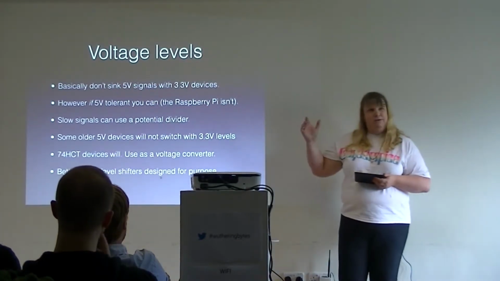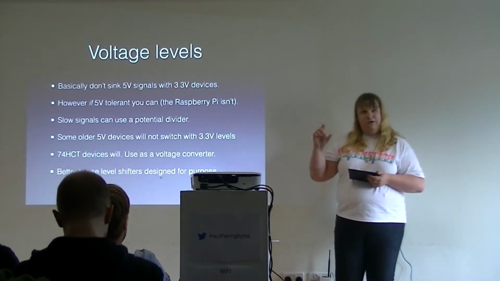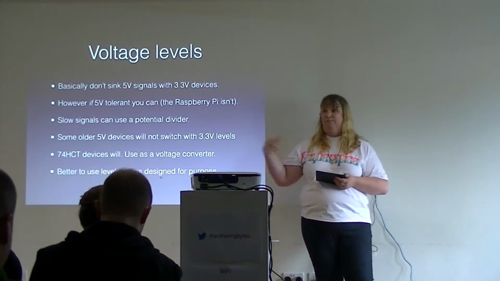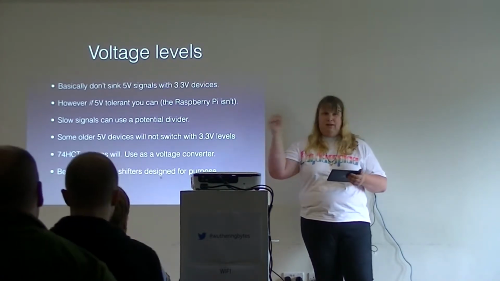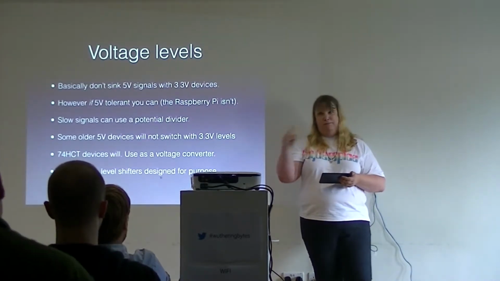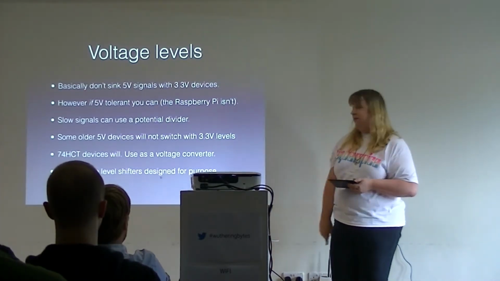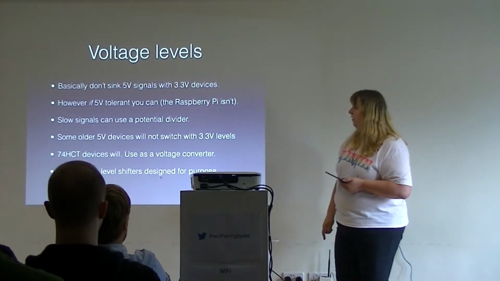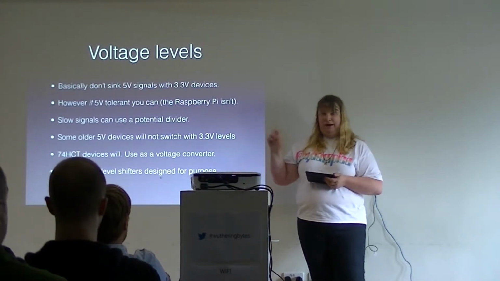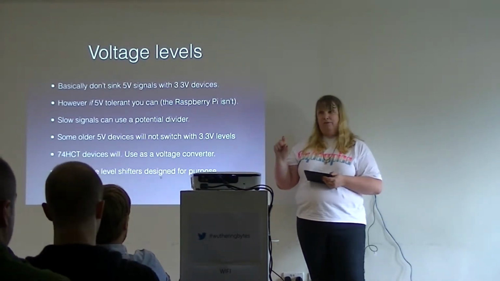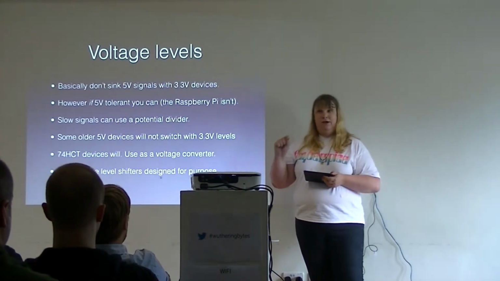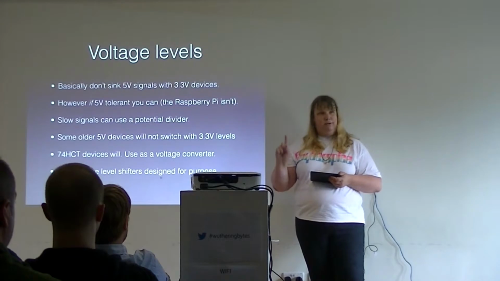But I showed you earlier on a potential divider. So if you know the signal's going to be quite slow, like you pressing a switch or something like that, use a couple of resistors, 5 volts in, 3.3 volts out, fine, you can connect that to the Pi. With an output, the problem is that the old devices which run off 5 volts, 3.3 volts isn't enough to make them switch. So you need a higher voltage than that, so you need to boost it up.